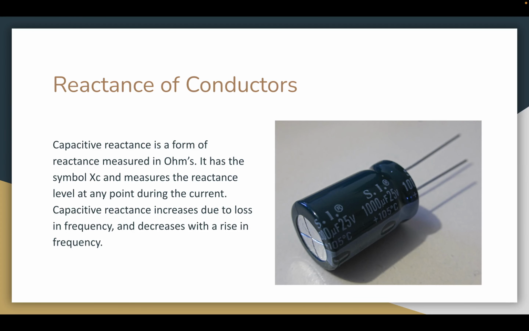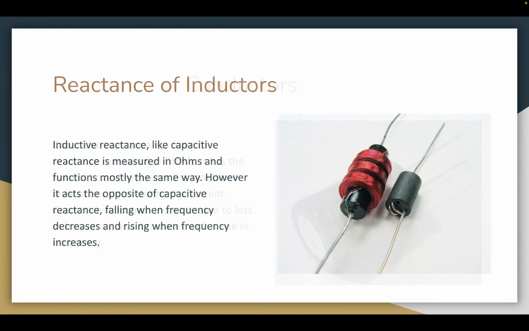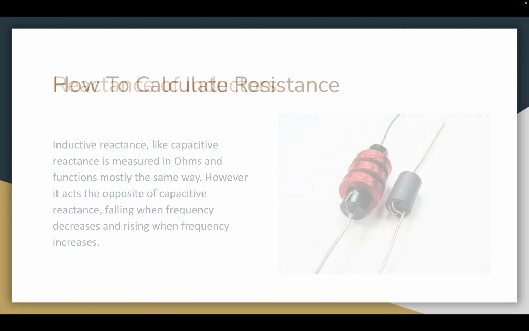The reactance of capacitors is measured in ohms, and it has the symbol XC. The capacitive reactance increases with a loss in frequency and decreases with a rise in frequency. Inductive reactance, on the other hand, is also measured in ohms. However, it acts the opposite of capacitive reactance, falling when frequency decreases and rising when frequency increases.